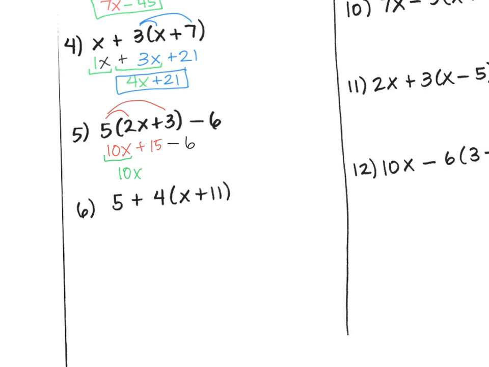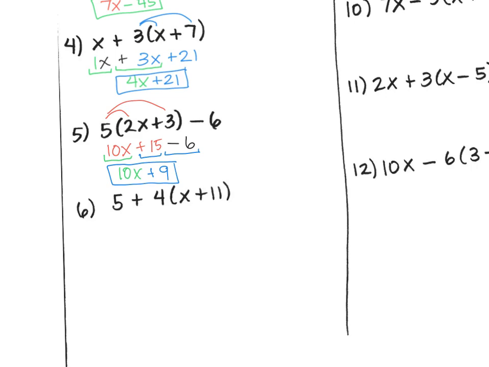Okay, now let me look. Now I have a 15 and a minus 6. They both don't have a variable, so I can figure out what 15 minus 6 is. 15 minus 6 is 14, 13, 12, 11, 10, 9. Positive 9, so plus 9. Okay, that's my final answer. There's no like terms, there's no parentheses.